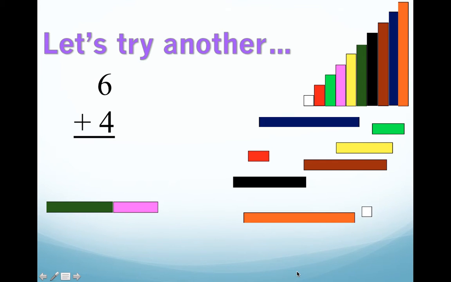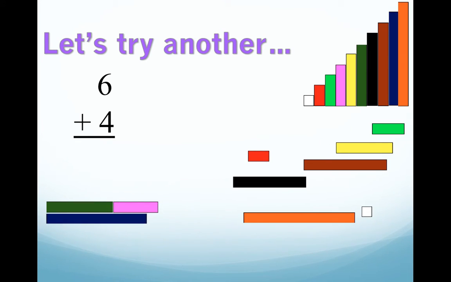Now this one is a little bit harder of a problem to solve. So let's make an educated guess as to what we think the answer is. So we know that the answer is bigger than 6 because we're adding 4 to 6. So I'm going to guess that the answer is 9. And in order to see if we're right, we're going to take the 9 rod and place it alongside the 6 plus 4 rods.